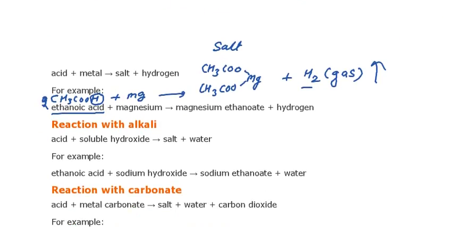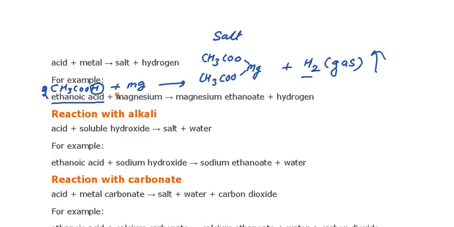The next reaction performed by the carboxylic acid is when an acid reacts with soluble hydroxides, meaning hydroxides which are bases. Whenever an acid reacts with a base, they always form salt plus water.